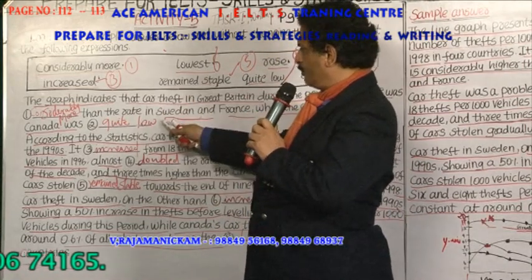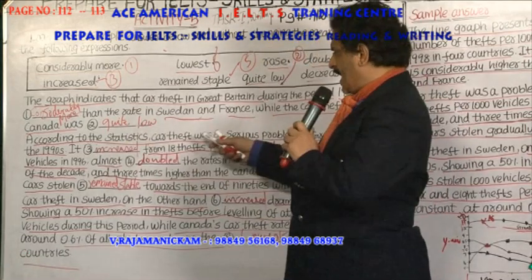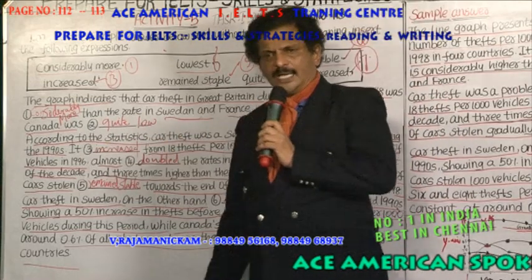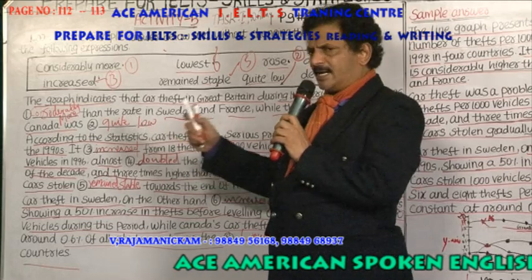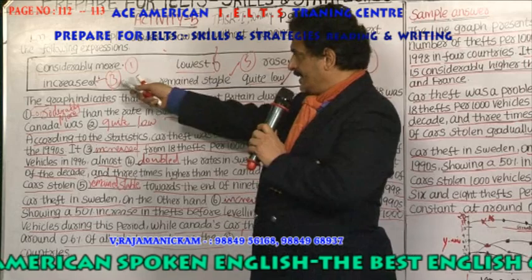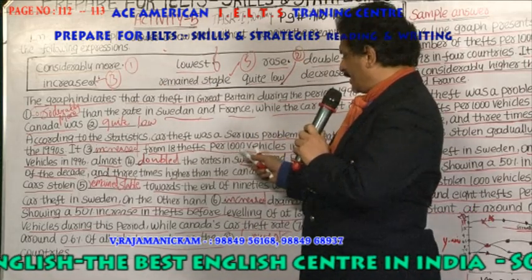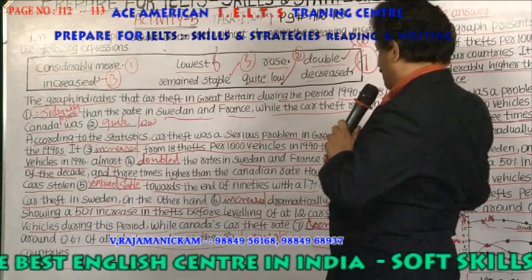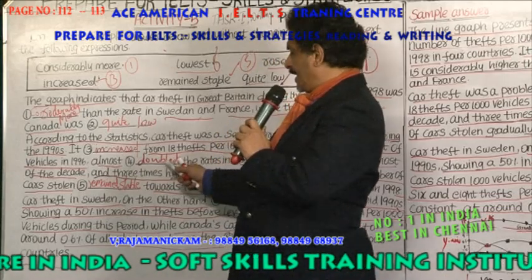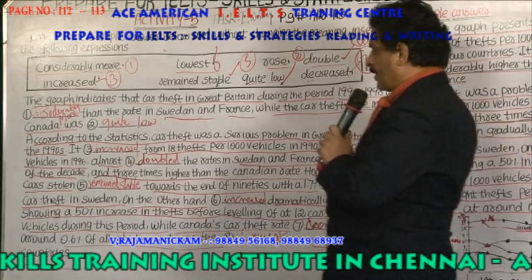ஆக இந்த நம்பரை போடுகிறீர்கள். According to the statistics, இந்த புள்ளி விவரப்படி car theft was a serious problem in Great Britain during 1990s. 1990களில் கிரேட் பிரிட்டன்ல கார் திருட்டு மிகப்பெரிய பிரச்சனையாக இருந்தது. It increased, உயர்ந்தது, from 18 thefts per 1000 vehicles in 1990 to 2% of vehicles in 1996. Almost doubled, 2 மடங்கு ஆகியது, the rates in Sweden and France throughout most of the decade.